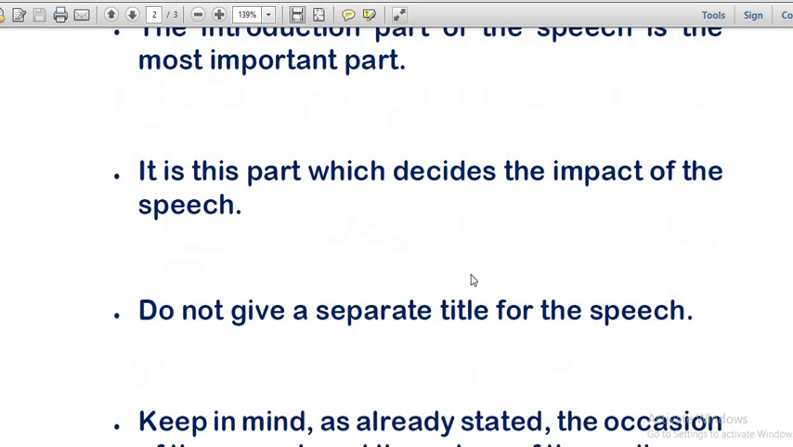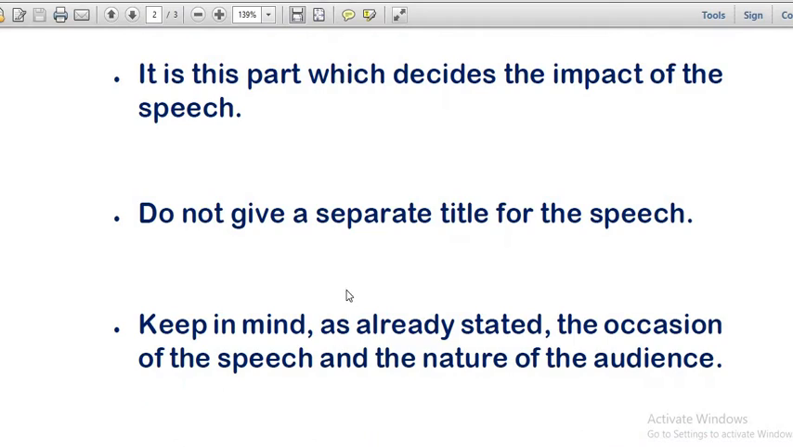Remember it. Now another important point: it is this part which decides the impact of the speech. The introductory part is very important, because whatever you are about to write after that depends on how tactfully and how professionally you deal with it. Dear students, the introductory part actually sets the tone for the speech writing.